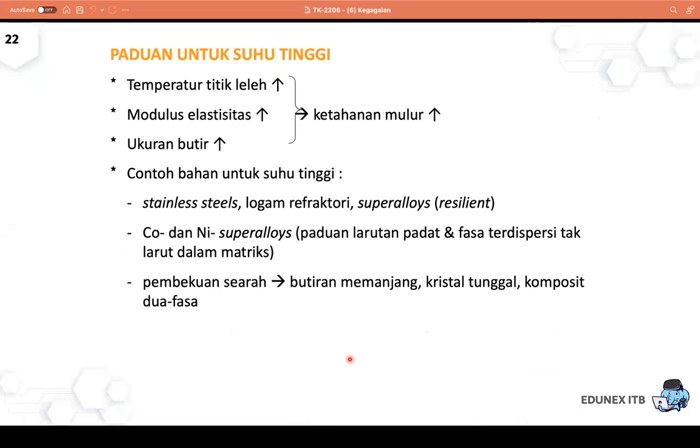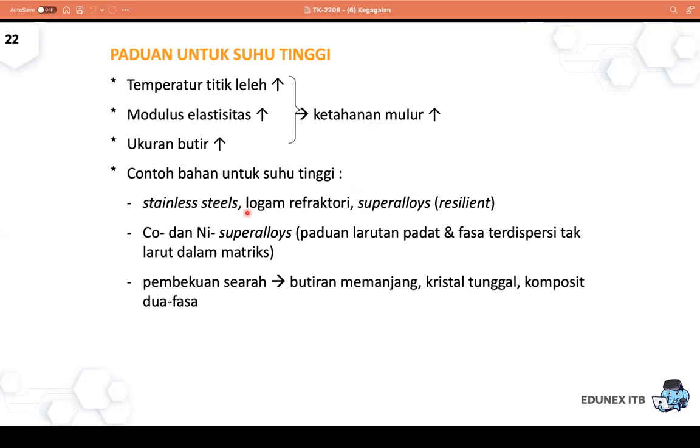Okay, so that's why for the alloys for high temperature, paduan pada suhu tinggi, we have to have more customized metal for high temperature. For example, we can use superalloys made from copper, nickel, and chrome, something like that, but it's very expensive. Or if you want to burn something, we use refractory metal, or just use refractory bricks. Okay, and then cobalt, nickel superalloys, would be some of the examples for the high temperature.